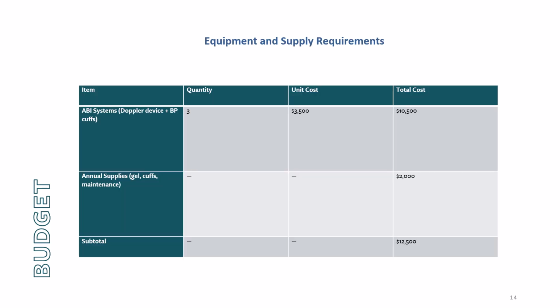Equipment and supply requirements: ABI systems, Doppler device plus BP cuffs. We need 3. They cost about $3,500 each, and then $10,500 for the machine. Annual supplies, gel, cuffs, and maintenance will cost about $2,000, for a total of $12,500 projected.